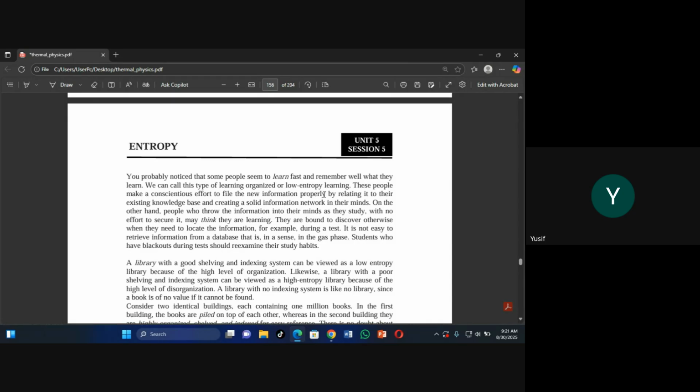A library with a good shelving and indexing system can be viewed as a low entropy library because of the high level of organization. So if you come to the UCC library, everything is in order. When you want a book for sciences, you go to the floor.